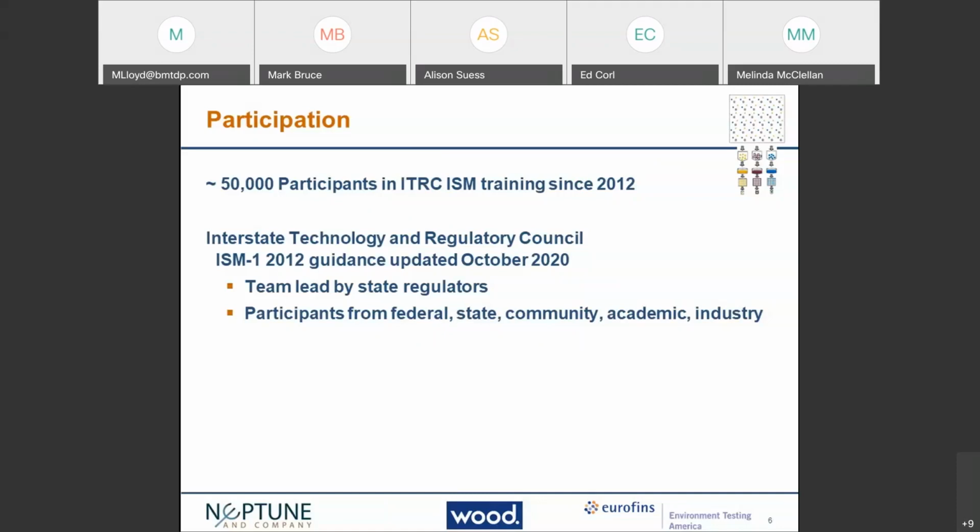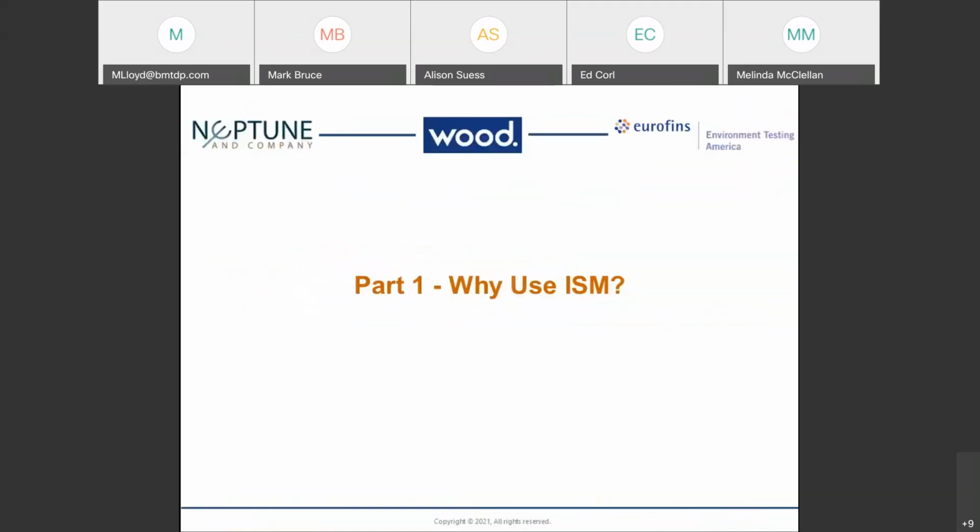Now, the Interstate Technology and Regulatory Council produced the first guidance that was released in 2012, and then the updated one was released in October of 2020. That team was led by a couple of really great state regulators from Tennessee and New York. They had recruited participants from federal, state, community, academic, and industrial representatives.